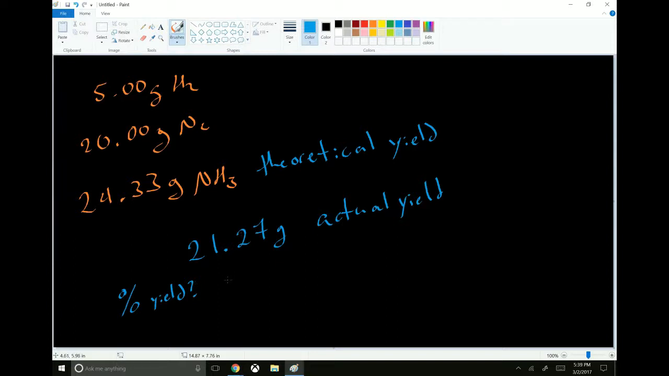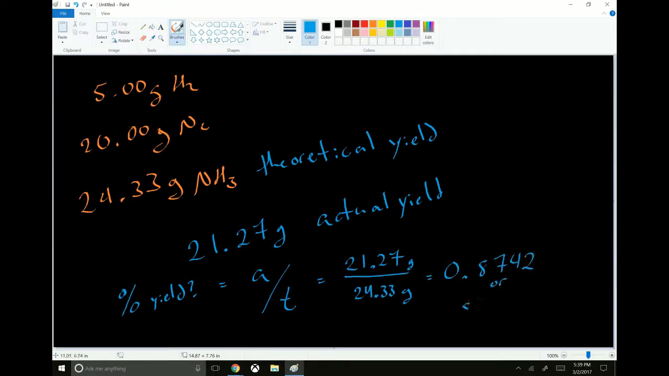Really simple. Percent yield is actual over theoretical, or 21.27 grams divided by 24.33 grams is 0.8742, or 87.42%. That's really not bad. Now, where did the other 13% go? What happened to the other 3 and a bit grams?